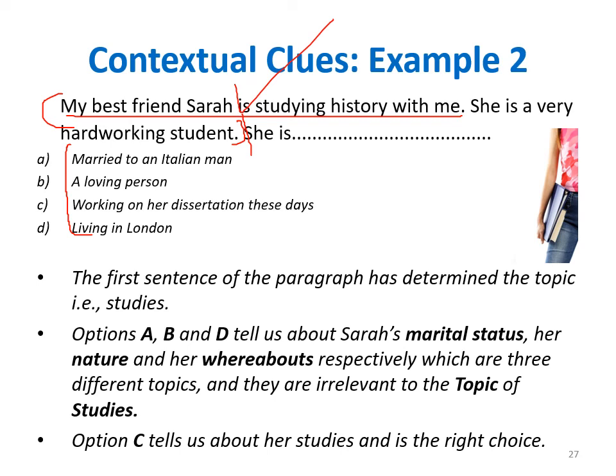Options A, B, and D tell us about Sarah's marital status. This one, a loving person, her nature, and this, living in London, where she lives, respectively, are 3 different topics. So marriage, nature, and residence, 3 different topics. Option C tells us about her studies, and this is why this is the right choice. Working on her dissertation these days. Now look, she is a very hard-working student, and still she is working on her dissertation these days. That is how you fit in the things.